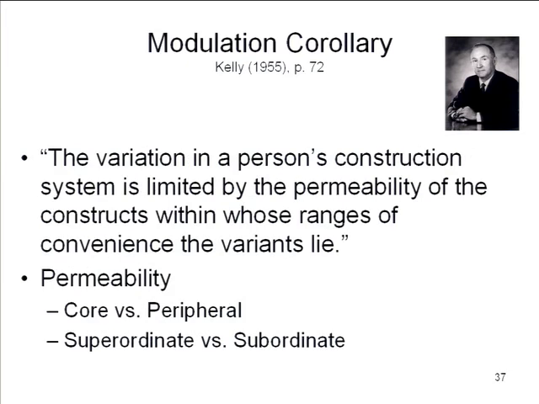The modulation corollary. Here we get Kelly at his kind of linguistic best. The variation of a person's construction system is limited by the permeability of the constructs within whose ranges of convenience the variance lie. An almost unintelligible sentence. Okay. But what he means here is that there are some constructs that are easy to change as a result of experience. There are other constructs that are more difficult to change as a result of experience. Permeability of constructs, their susceptibility to change.